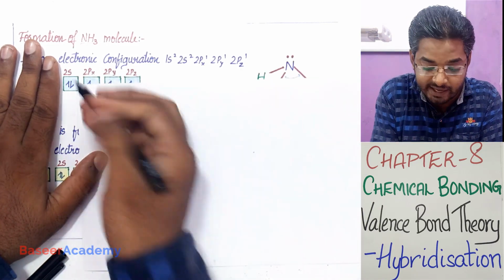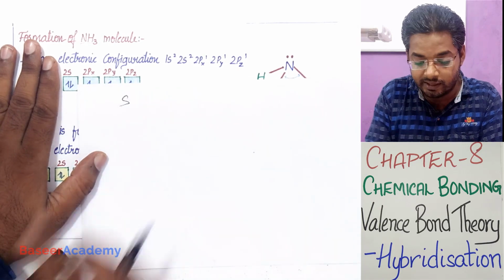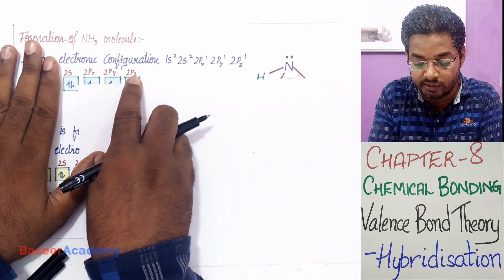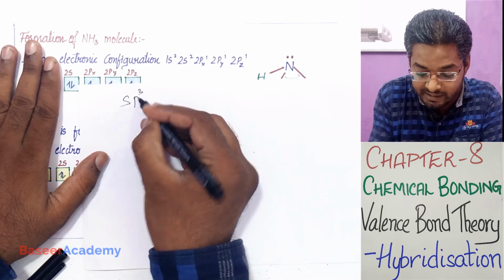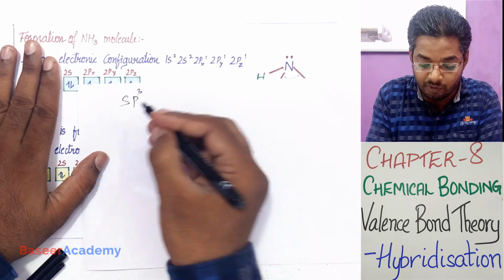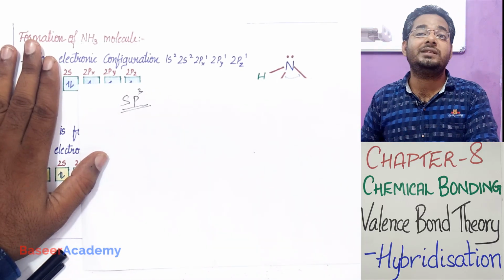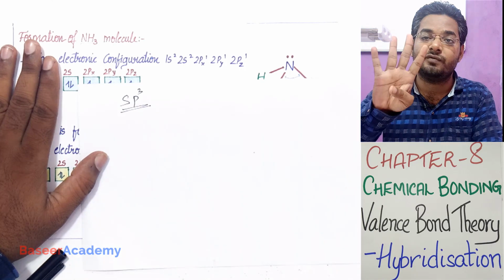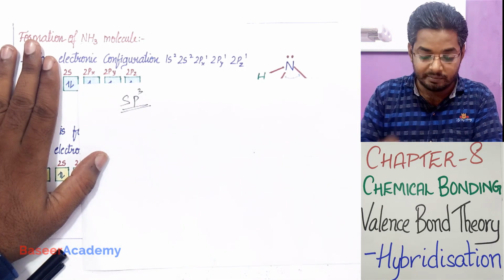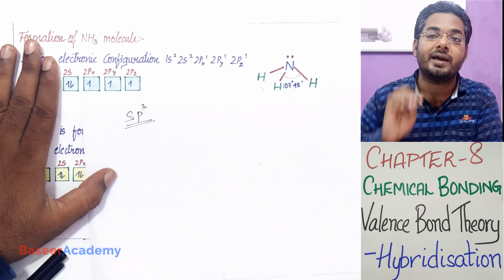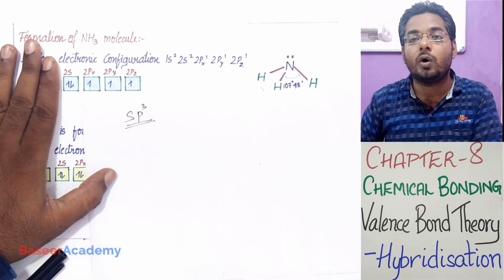So we have an s orbital and then we have p orbitals. How many p orbitals do we have? 1, 2, 3. 3 p orbitals are intermixing. So the name of the hybrid orbitals will be sp3. And how many sp3 hybrid orbitals do we get? We get 4 sp3 hybrid orbitals, because 4 orbitals are intermixing.